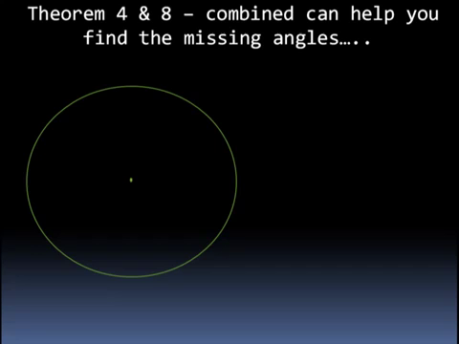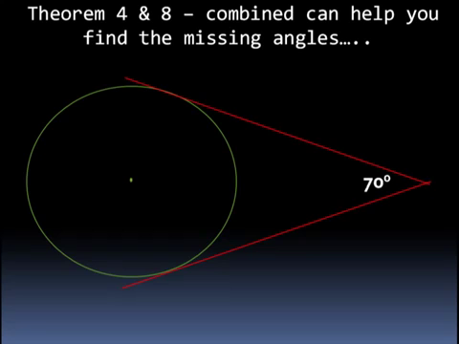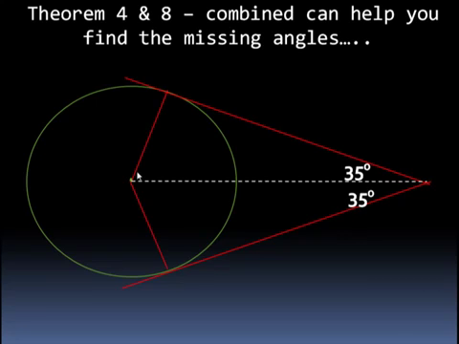Okay, so now we're going to combine theorem 4 and 8 to help us find the missing angles quickly. So that's theorem 8. There's going to be 35 here and 35 down here for sure to give us 70. Now, theorem 4 is where the radius meets a tangent. Can you remember at what angle the radius meets the tangent? At 90 degrees. So the radius meets the tangent at 90 degrees.